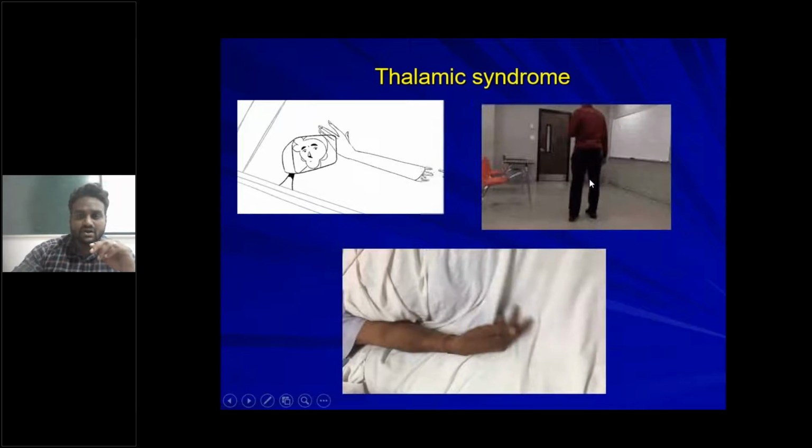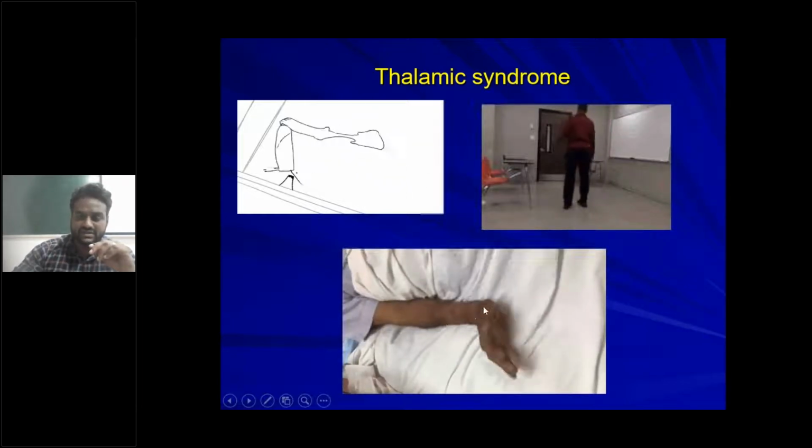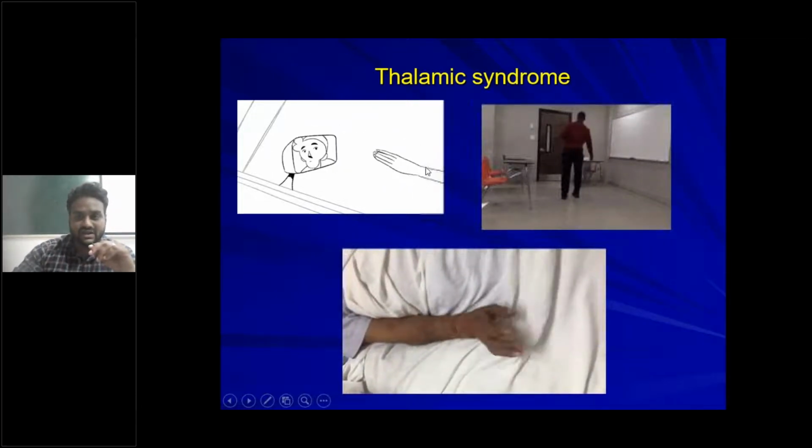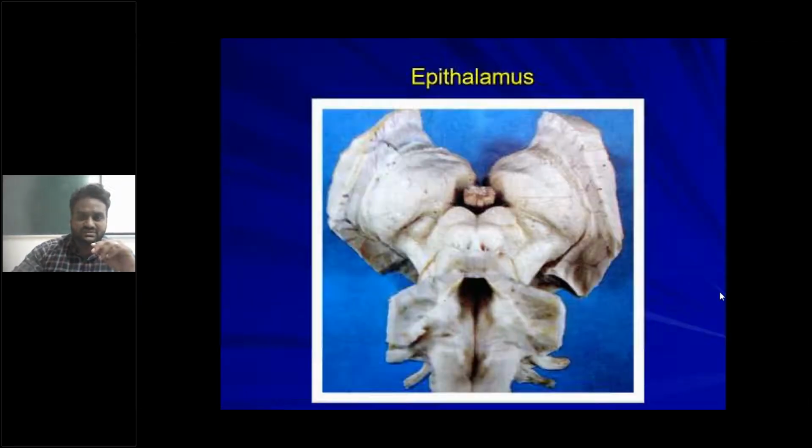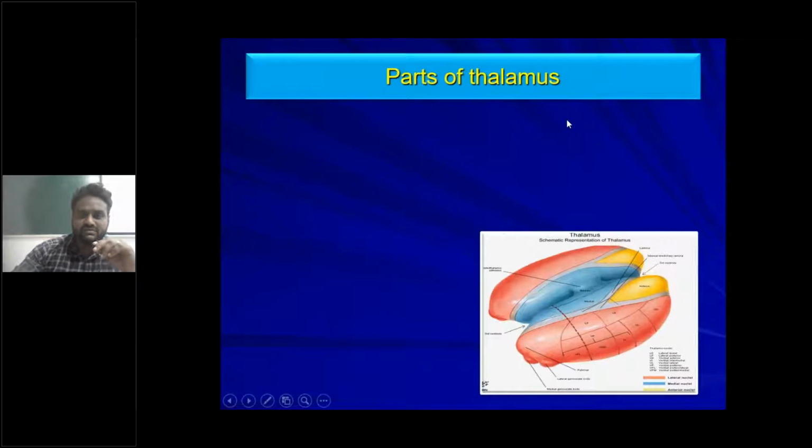So what are these signs? How are these formed? What are the conditions? All these things you learn at the end of the class. First we learn the anatomy. In this picture we can see the epithalamus. Okay. So first we see the anatomy of the thalamus.